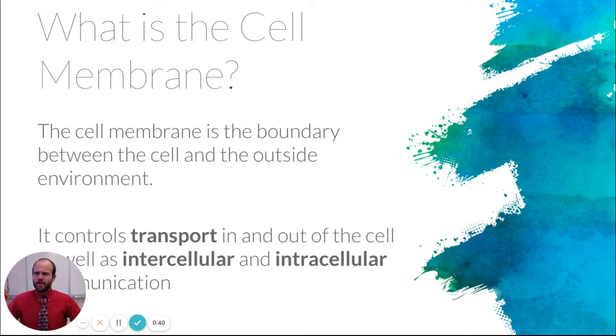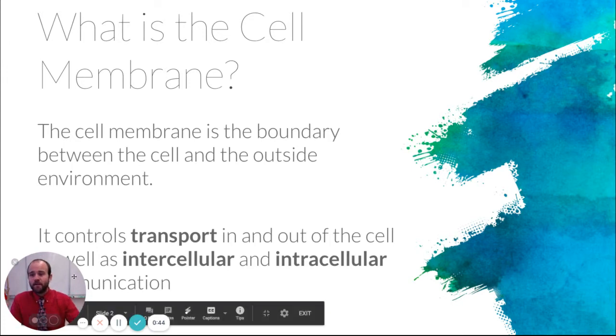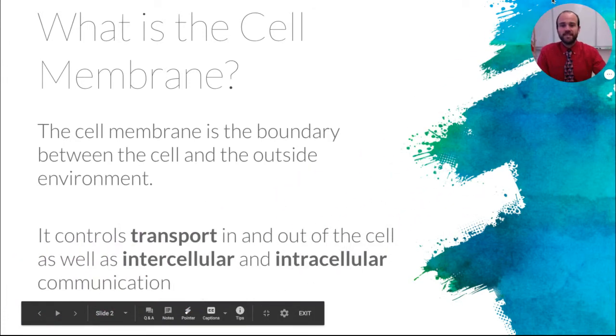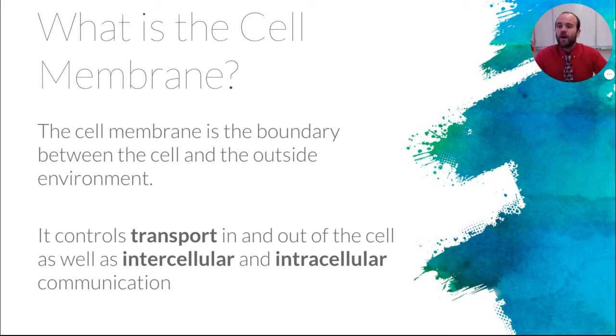All right. So what is the cell membrane? Well, at its most basic, the cell membrane is the boundary between the cell and the outside environment. So our cell membrane is going to control transport in and out of the cell, as well as intercellular and intracellular communication.